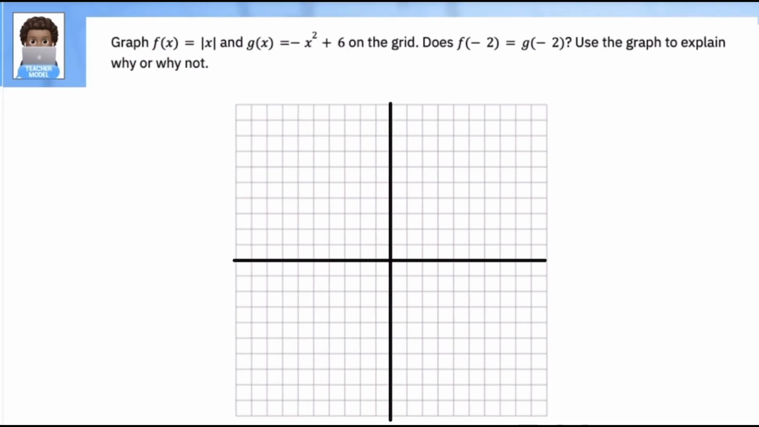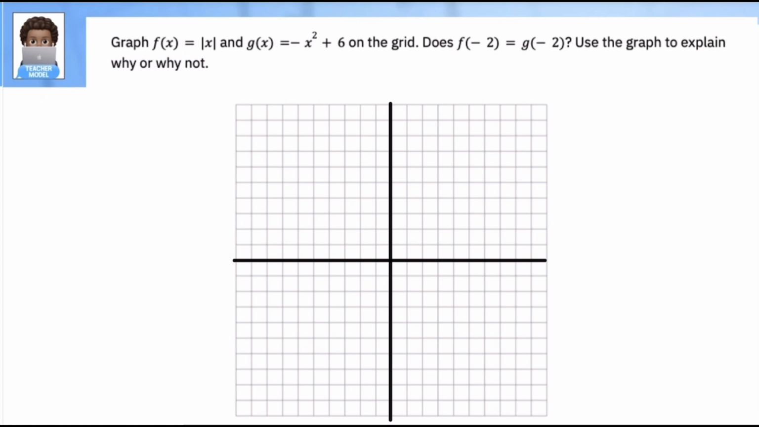So here's our first one. f of x is the absolute value of x, and g of x is negative x squared plus 6 on the grid. So we want to know, does f of negative 2 equal g of negative 2? Can we use the graph to explain why or why not? Pretty much, if we were to graph these two, would they intersect when x is equal to negative 2? That's what we're looking for.